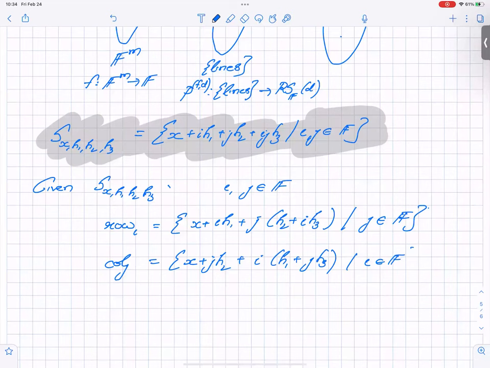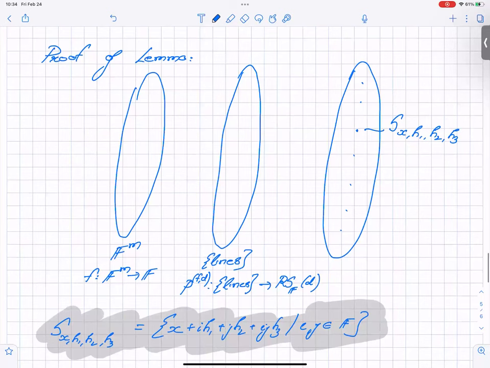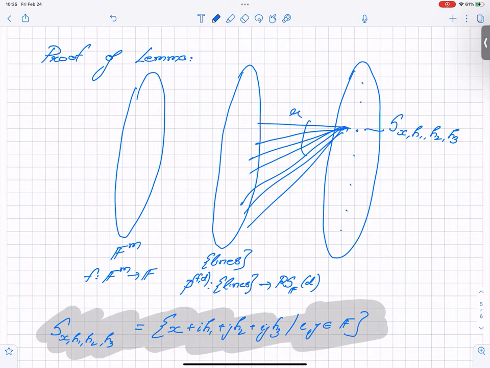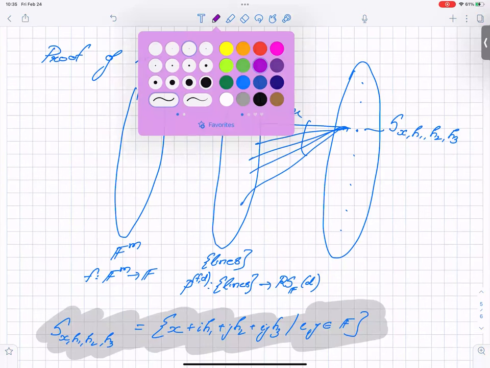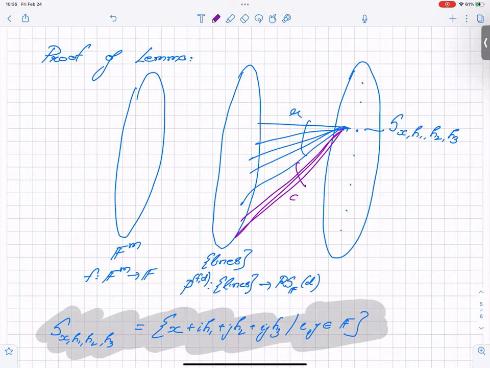Notice that the surface S from x, h1, h2, h3 is not a plane, but row i is an honest-to-God line. It is a line passing through the point x + i·h1 in the direction given by h2 + i·h3. Similarly, column j is this one. What we will now draw is these sorts of things. We will call these the row polynomials, and there's a bunch of column polynomials. Given any of these surfaces, we have row polynomials corresponding to the various i's and column polynomials corresponding to the various j's.